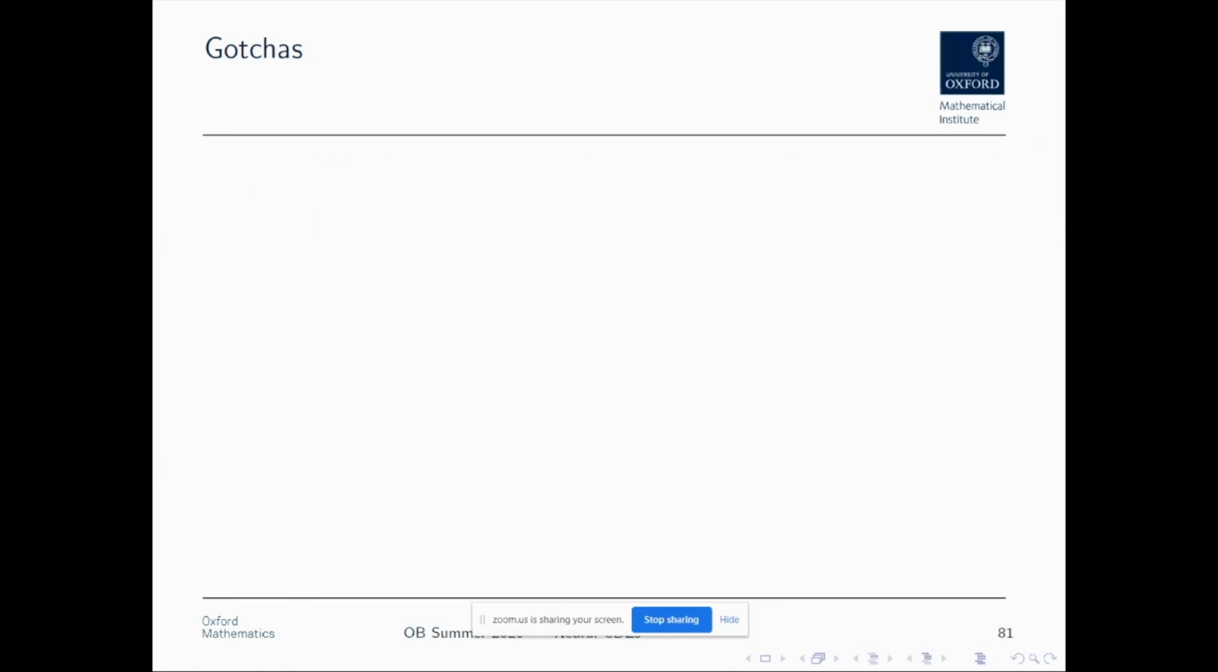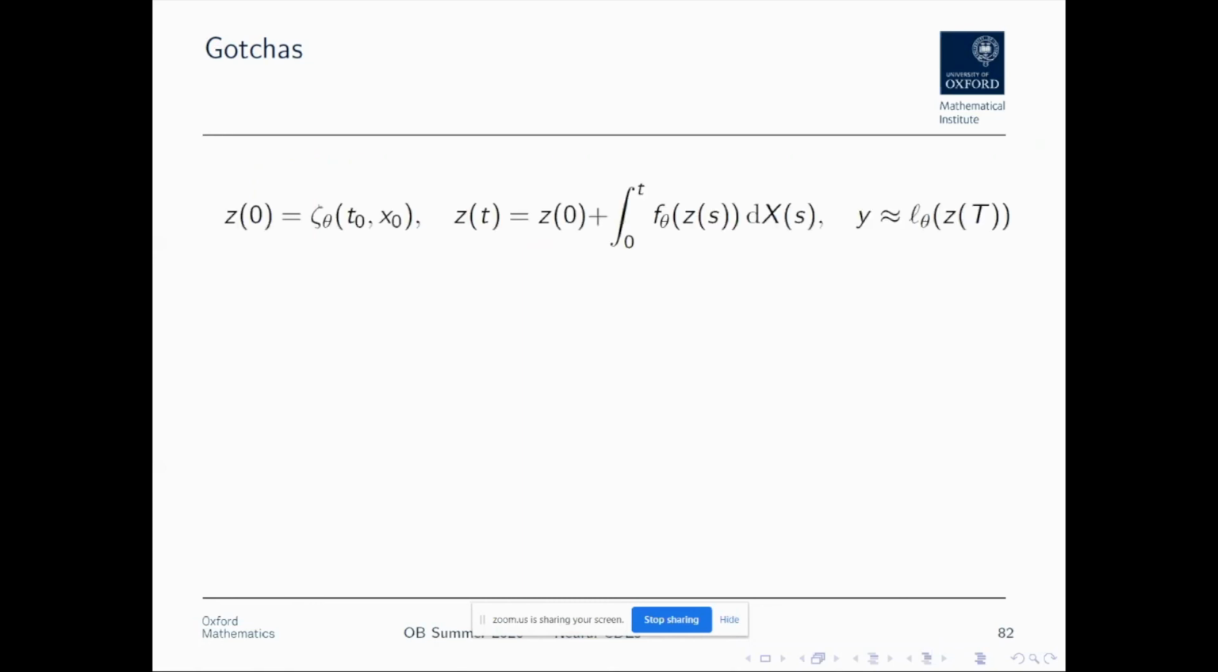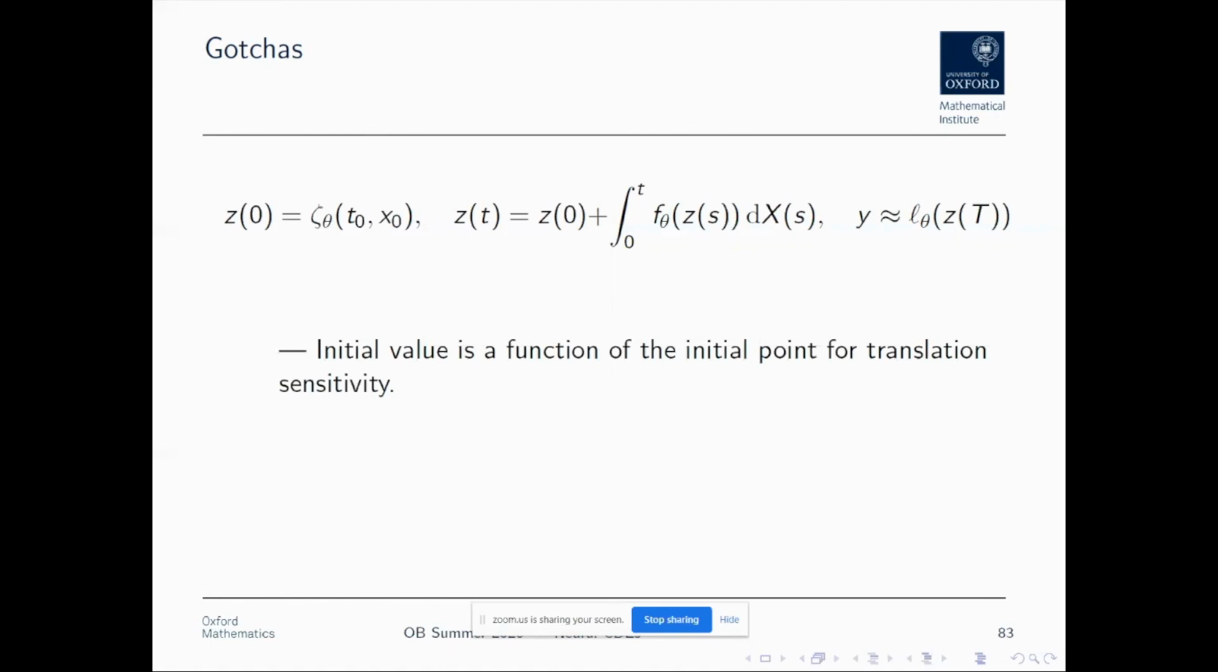So what are some gotchas of the model? First of all, this initial condition z that we have here is not just a function of the first point, it's a function of the first point for translation sensitivity. The rest of the model depends on x only via the derivative of x. So if x just moves up and down, then we don't see any change in our model. By depending directly on the displacement, we avoid that. This is also an opportunity for z to be a function of any static features as well. If this is a medical time series, then this might be something like the gender of a patient, which we don't expect to change during their stay.